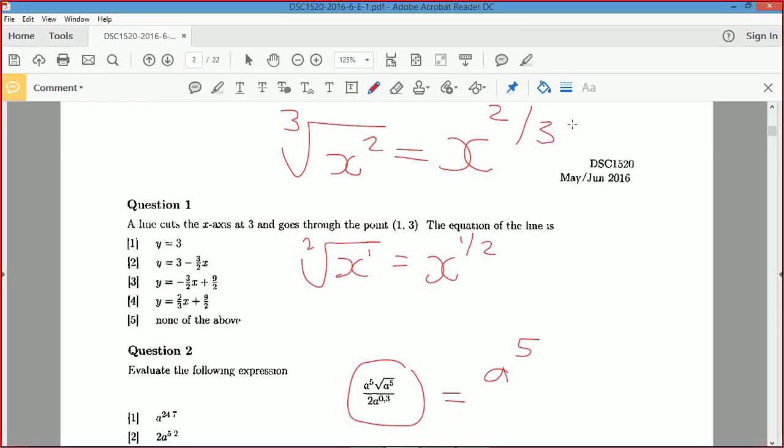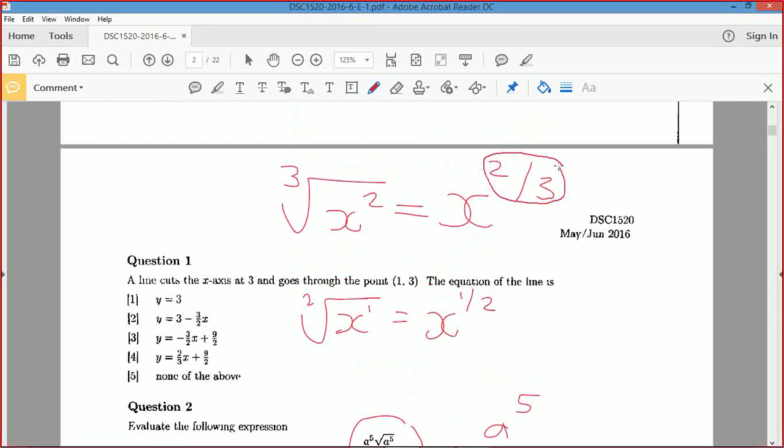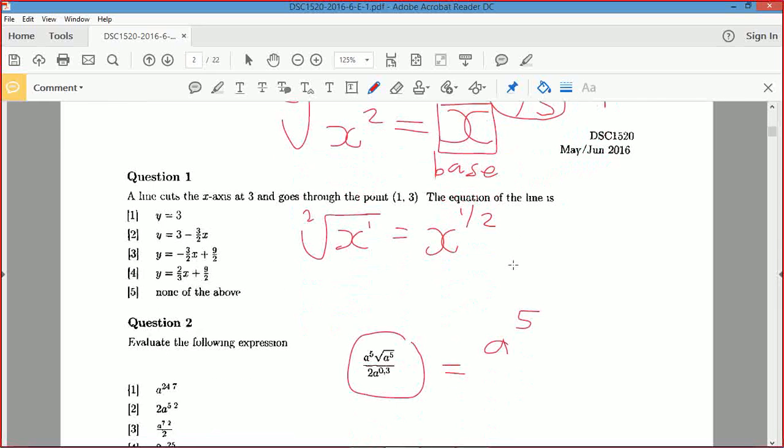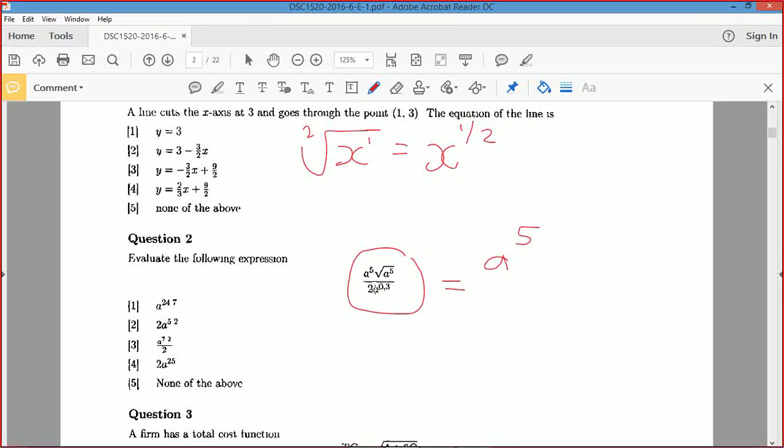Obviously these are exponents. Exponents belong to powers. This is called the base, that's called the exponent, and the whole thing makes up the power, or the term. So in this example, I'm happy with a to the 5. I'm not happy with that one, I need to change it to something I can work with. And then I've got 2a to the 0.3.